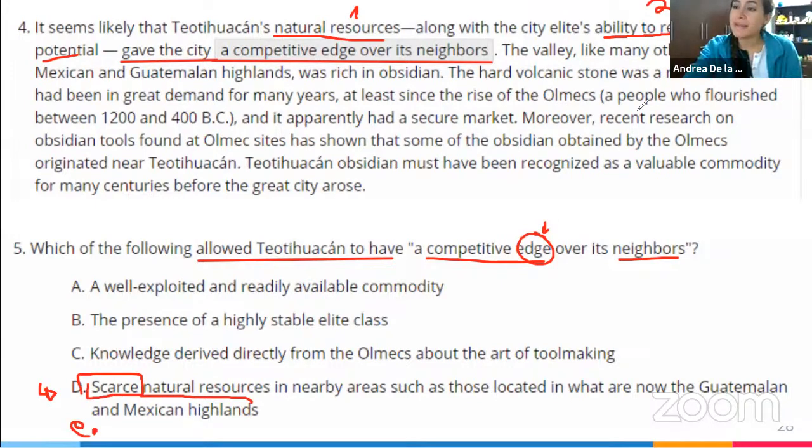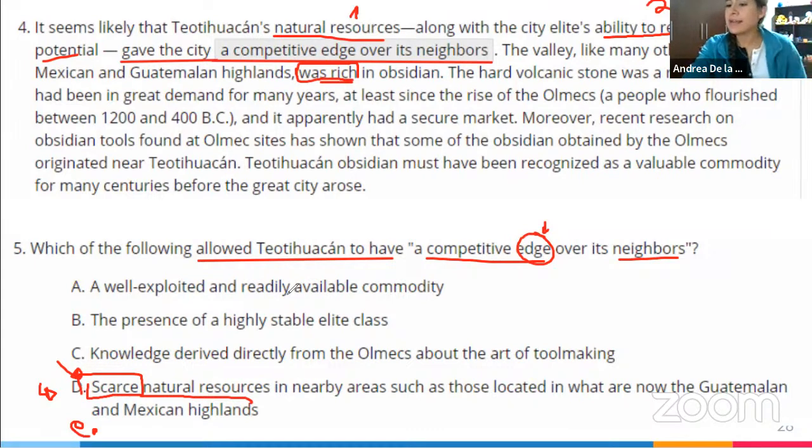Okay, good. But actually they say that they were rich in this stone, right? They were rich in obsidian. The valley was rich, right? So the hard volcanic stone was a resource that had been in great demand for many years, but the valley was rich in this resource, right? So Teotihuacan obsidian must have been recognized as a valuable commodity for many centuries before the Great City arose. So actually, we don't have enough information to say that they were scarce, right? Actually, they say that they were rich in obsidian.